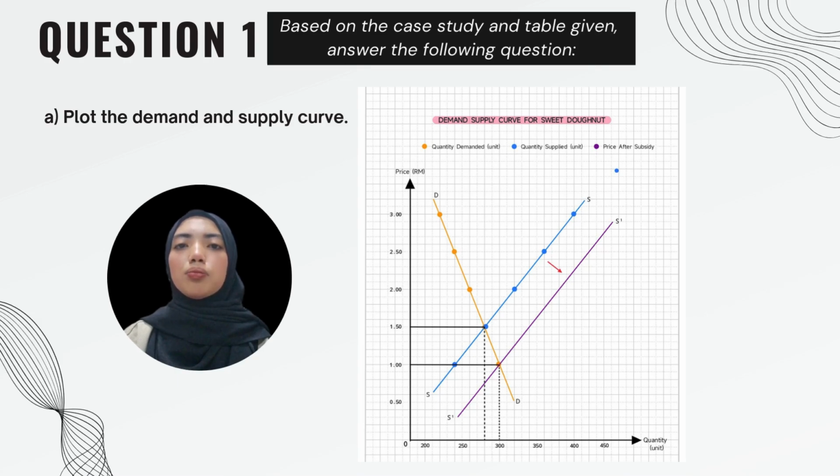At the equilibrium point, around 300 donuts are sold at 1 ringgit. The amount people want to buy equals the amount sellers want to sell. A government subsidy lowers the cost of production for donut producers. This is represented by the purple line S1, which shows the new supply curve after the subsidy. The subsidy shifts the supply curve to the right from S to S1.